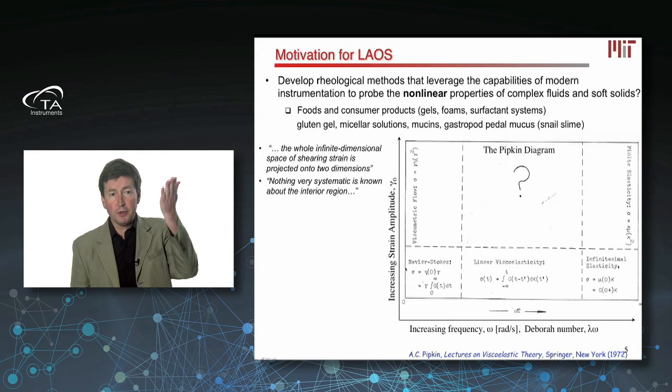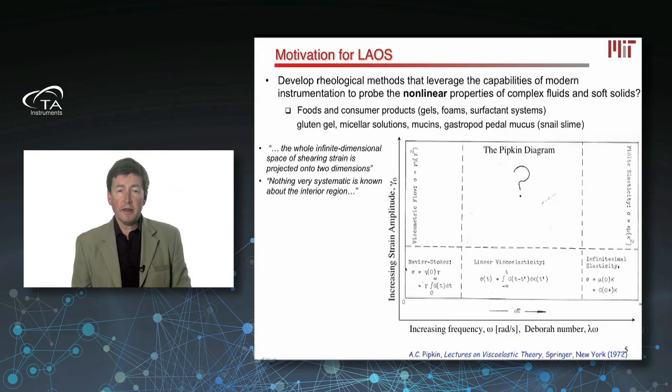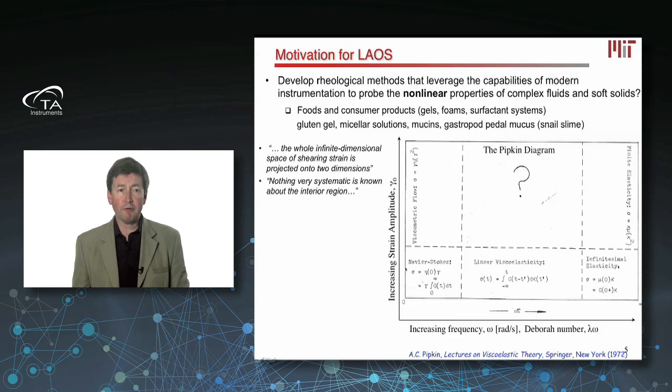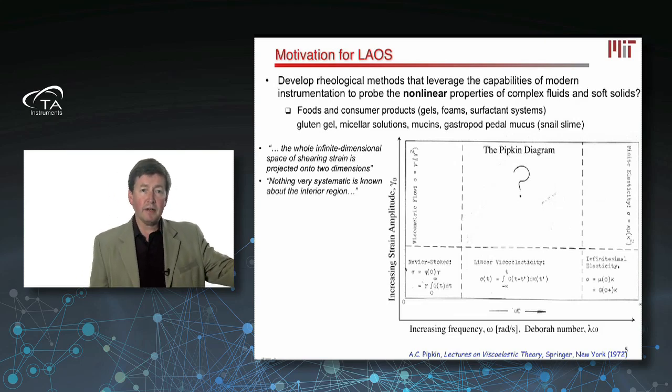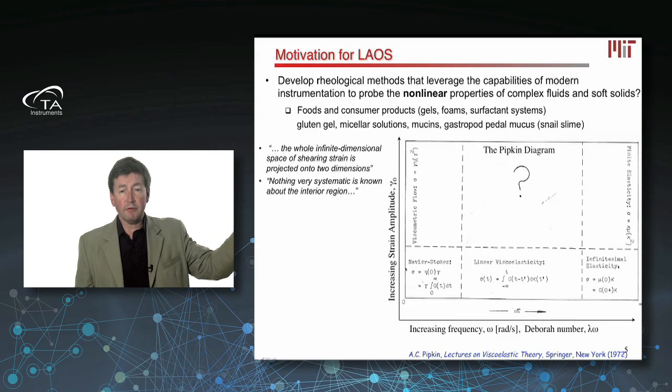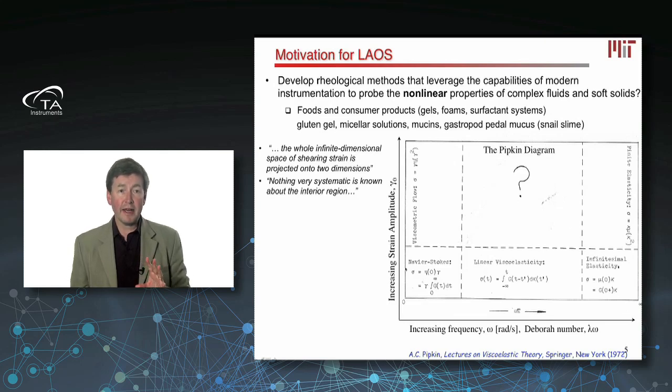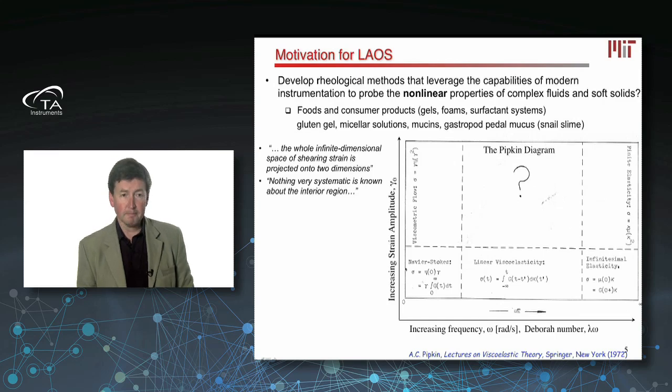However, if you increase the amplitude, so you now move up vertically, then if you do that at small frequencies, you're in what people would call steady shear flow or viscometric flow limits, and that's where we typically measure a shear rate dependent viscosity. If you go right over to the right-hand side and to large strains, then that's the limit of neo-Hookean elasticity or finite strain elasticity. And what Pipkin pointed out is that right in the middle there, which is the space we're typically interested in, so moderate strains and moderate frequencies, very little is really known systematically about what goes on in this region.